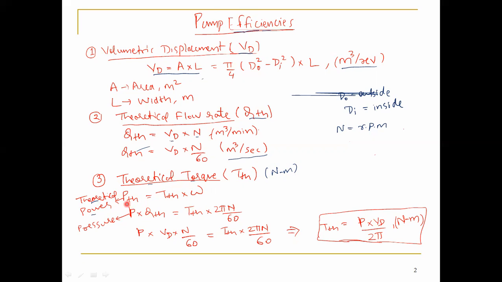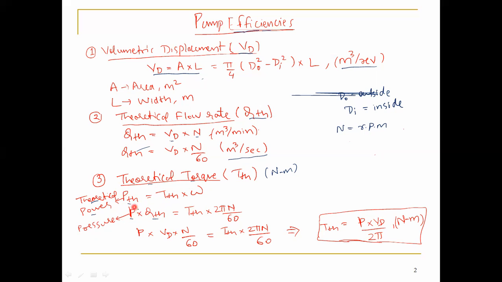Theoretical power, capital PTH, is equal to what? Torque into omega. I am considering theoretical torque into omega, where omega is the angular speed, in terms of radian per second. Here PTH I will write as pressure p multiplied by QTH. p is the pressure, small p. Don't get confused here. This is capital PTH, theoretical power. Small p is the pressure. QTH you already know, that is theoretical flow rate.